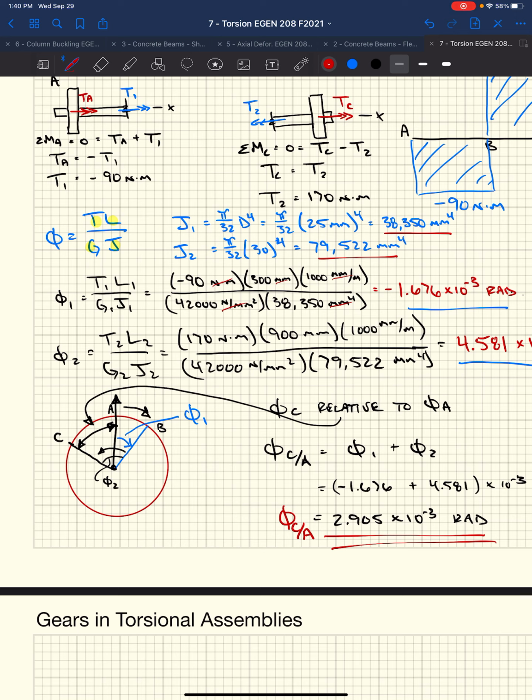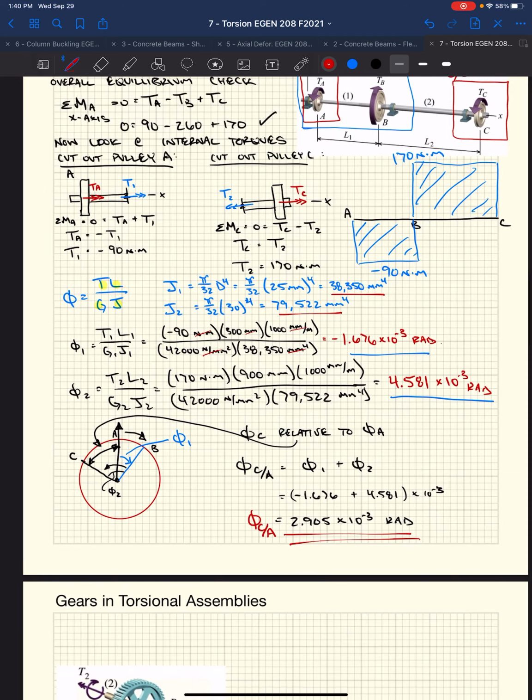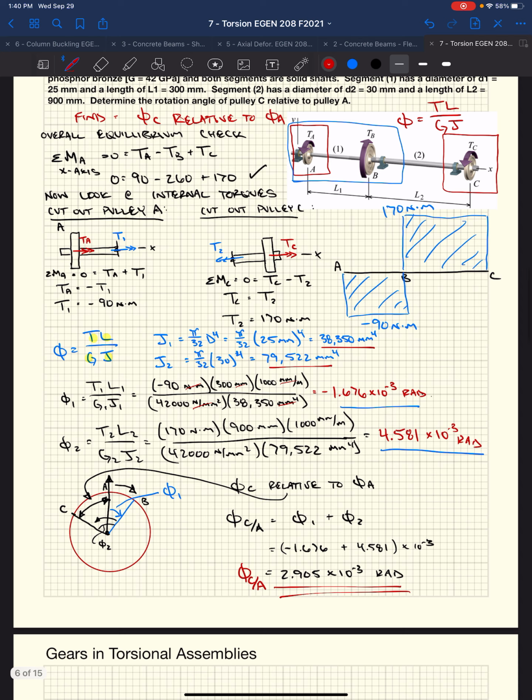Why did we skip over pulley B? Pulley B? Yeah. We didn't skip over it. Even though it applies a torque of 260 Newton meters here, because we have a restraining torque at A and C, the actual torques that these shafts see is only the internal torques that we calculate. Does that make sense?